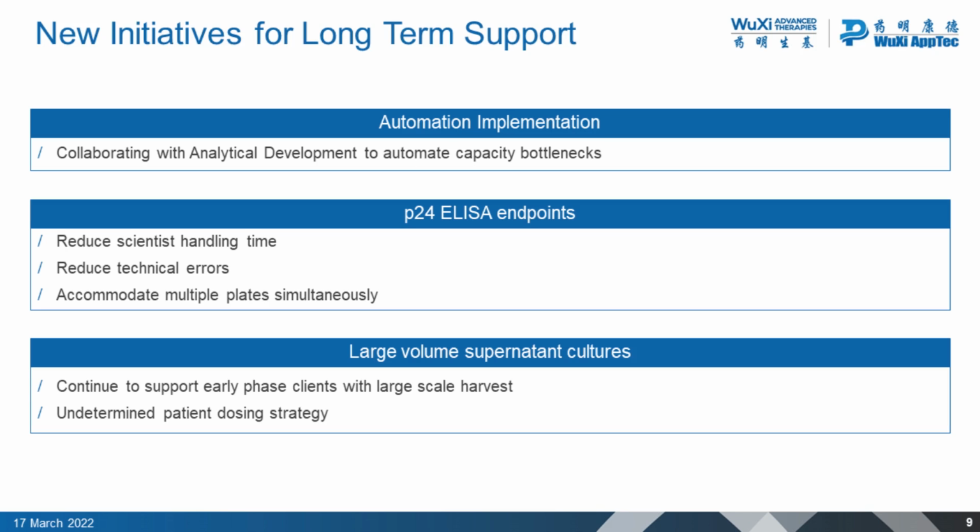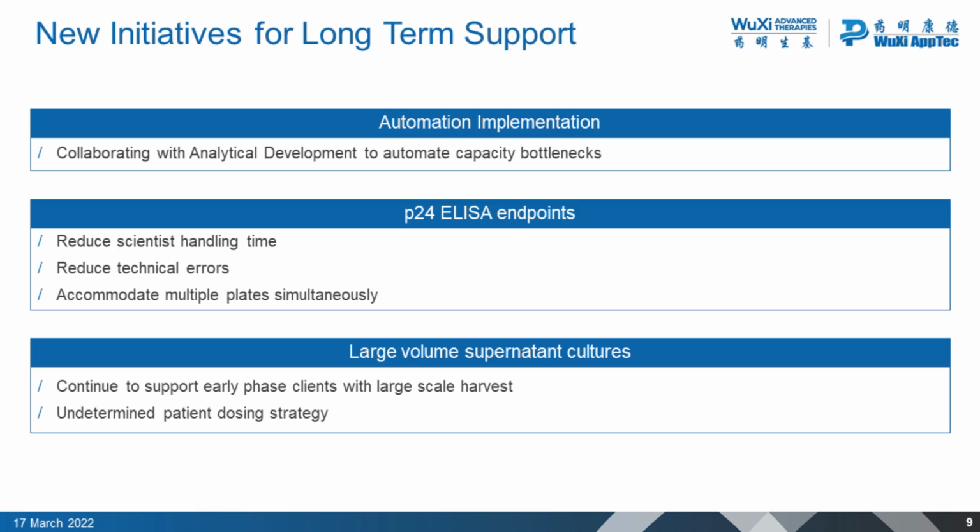which means that the assay itself is not particularly complex in that it's just cell culture and passaging of cells with your vector product. But the P24 ELISA endpoint is the more complex molecular endpoint. So if we're able to automate that P24 ELISA, we're able to reduce scientific handling time, which will reduce the likelihood of technical errors occurring. And we can also accommodate multiple plates, which means that there's potential for batching additional products, increasing our capacity.